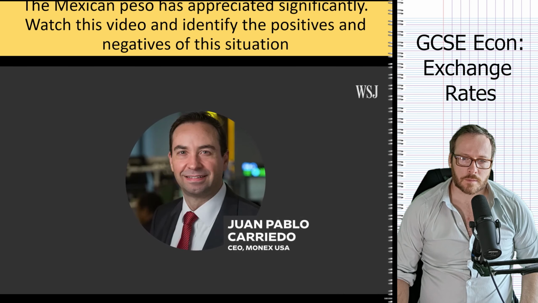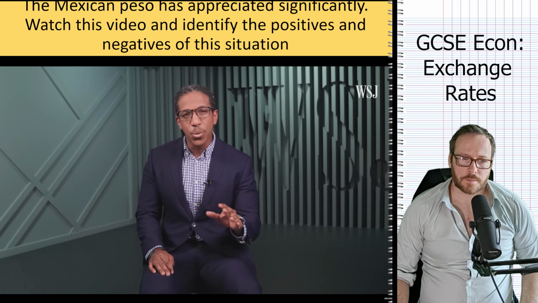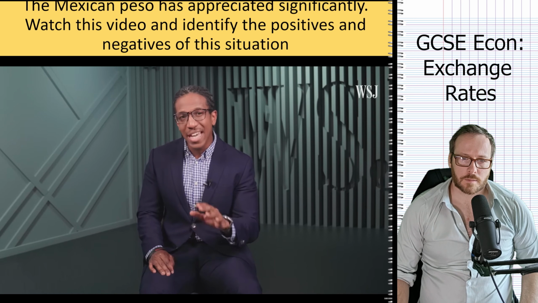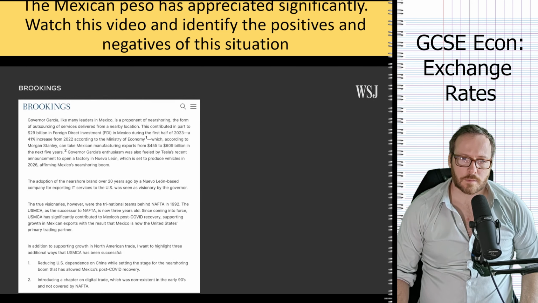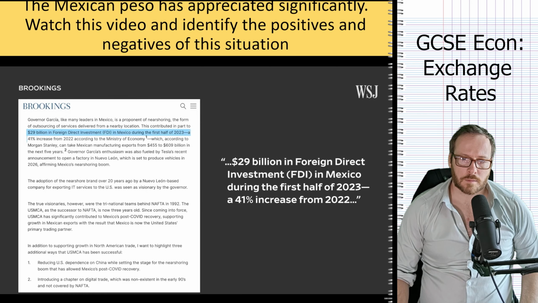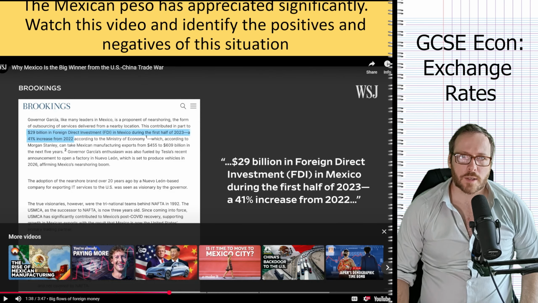I talked to Juan Pablo Carriedo, CEO of currency exchange firm Monex USA. He told me that the interest from US companies in the Mexican peso is unlike anything he's ever seen. And the share of Monex's revenue that comes from Mexican peso transactions has more than doubled since 2016. Overall, foreign direct investment in Mexico from outside countries in the first half of 2023 jumped 41%. So, interestingly, even though the cost of the Mexican peso in relation to the American dollar is higher, Americans are still investing in Mexico even at these more expensive rates. It shows that there must be some really good things going on over there that's stimulating this positivity.